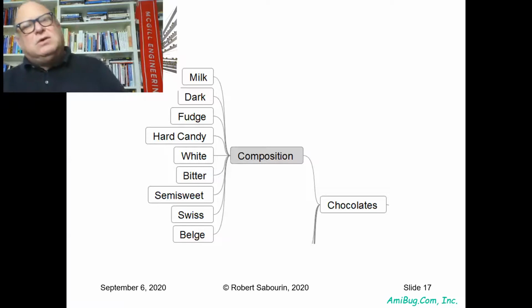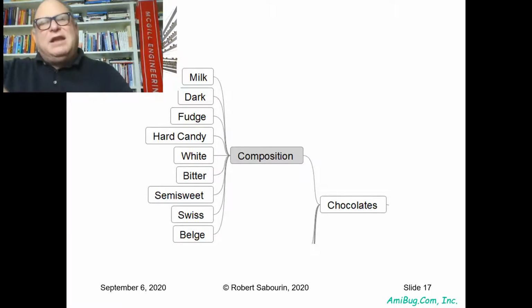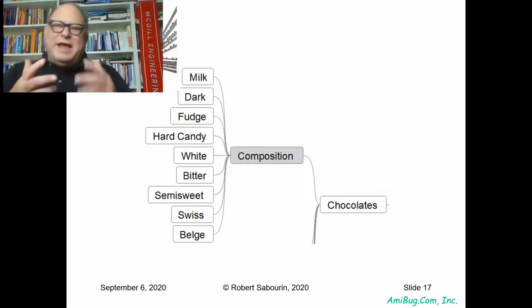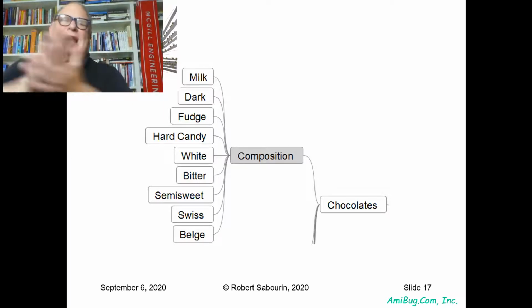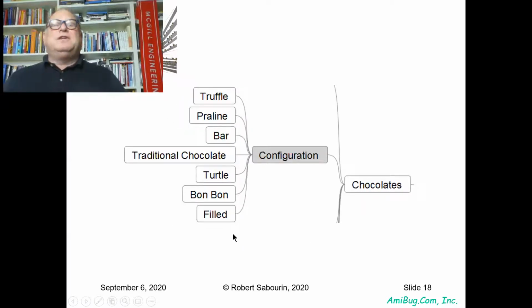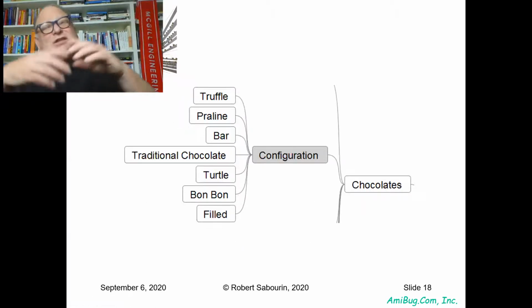It's interesting to note that fudge and hard candy are not really types of chocolate, but because they are things the Rap-O-Matic can wrap, we count them in with the list of chocolates. So that's the type of chocolates that the Rap-O-Matic can wrap. It's a specific list. There's configuration. So how is the chocolate configured?